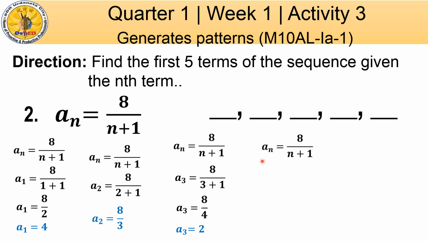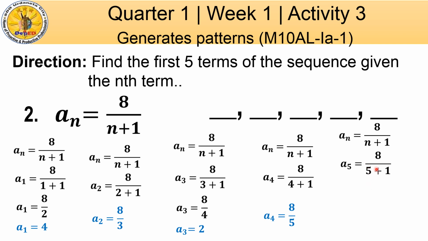For your fourth term, replace n by 4, that is 8 over 4 plus 1, or 8 over 5. And for your fifth term, replace n by 5, so 8 over 5 plus 1, that is 8 over 6, or we can simplify 8 over 6 as 4 over 3.